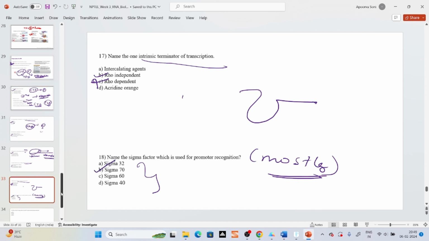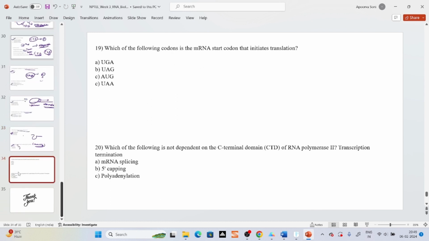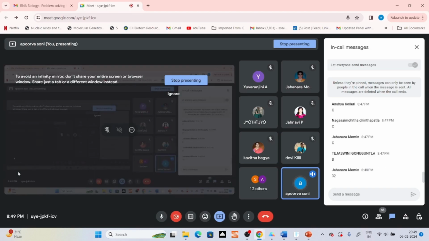Okay, then comes the next question. These are the last two questions. Sigma 32. So why do you think sigma 32? Jahanara, can you tell me the reason why you chose 32 and not 70?